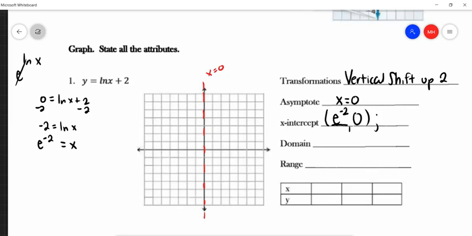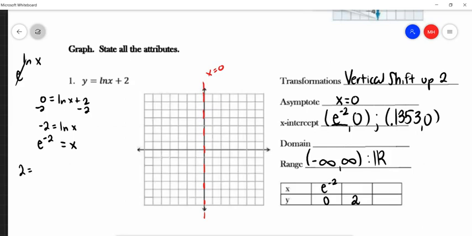If I want a decimal to kind of figure out where I'm going, this would be 0.1353, comma 0. My range is still going to be all real numbers, or negative to positive infinity. And then I have my first point of e to the negative 2, comma 0. Let's try plugging in 2 and see what we get.